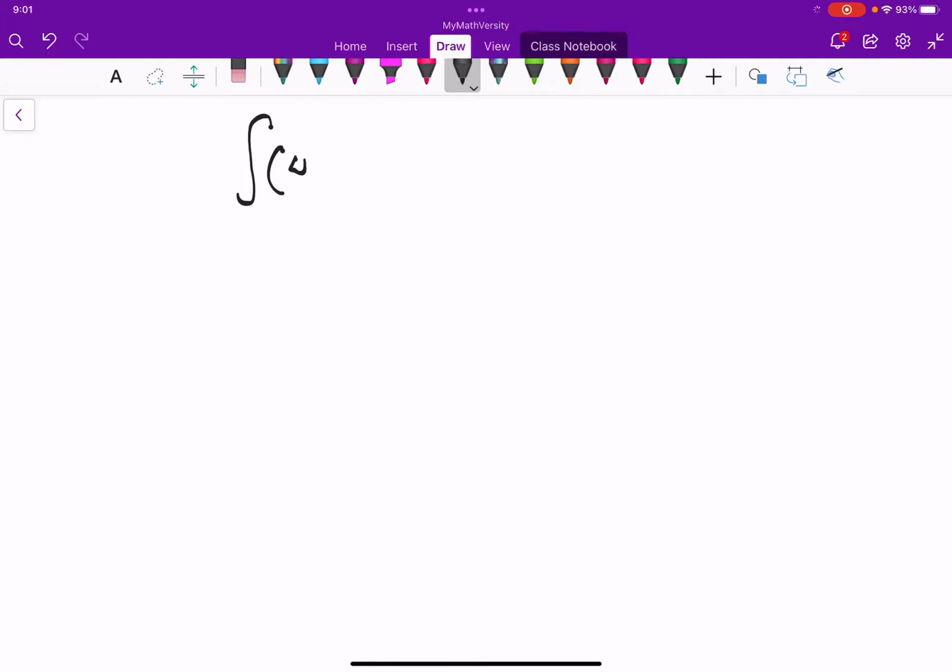Let's find the antiderivative of, let's say, 4x plus 7. We're going to find the antiderivative of this function, 4x plus 7, with respect to x. So how do we find the antiderivative of this function?